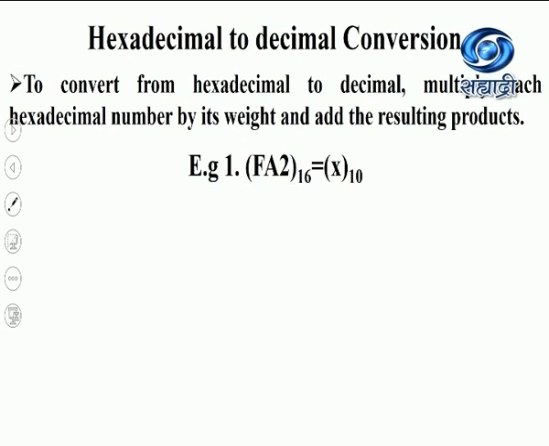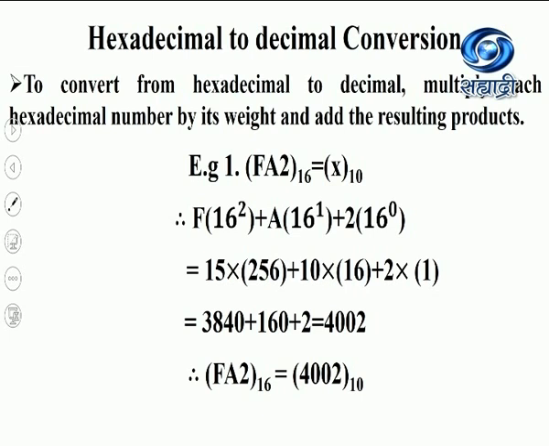Here we have one example. The hexadecimal number FA2, for that number we have to find out the decimal number. So by going through all these steps, we have the decimal number 4002 for the given hexadecimal number FA2. Therefore, the FA2 hexadecimal number is equivalent to the 4002 decimal number.